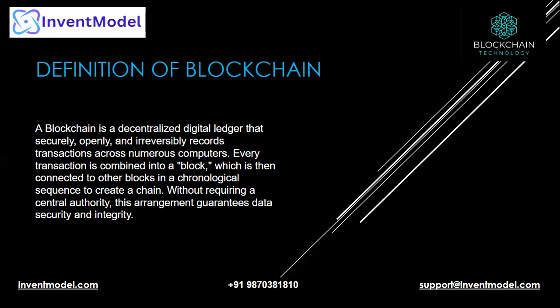If we talk about the key components of blockchain, they are ledger, blocks, nodes, consensus mechanism, and cryptographic security. First, we talk about the ledger. What is a ledger? Blockchain is essentially a digital ledger that stores data across a network of computers.